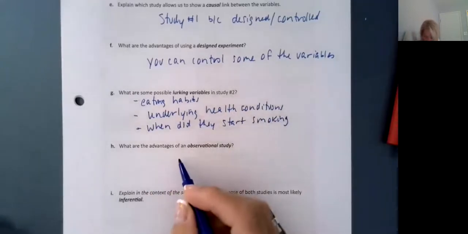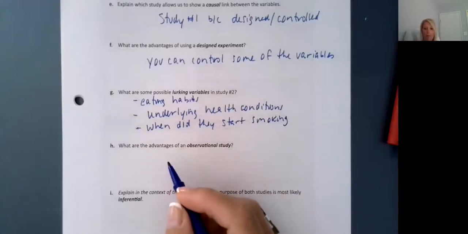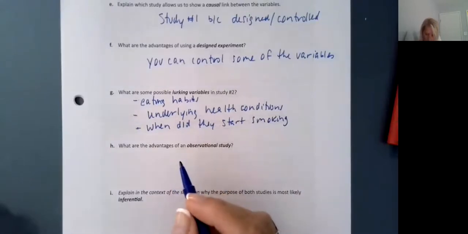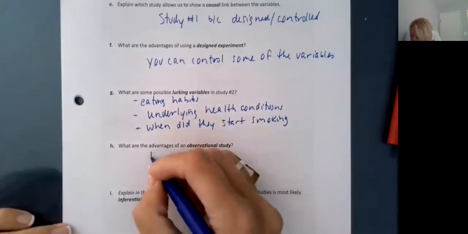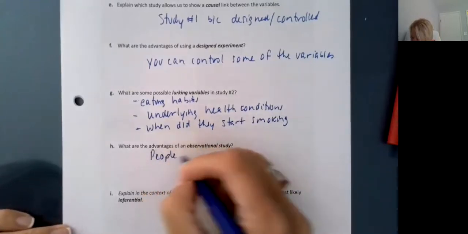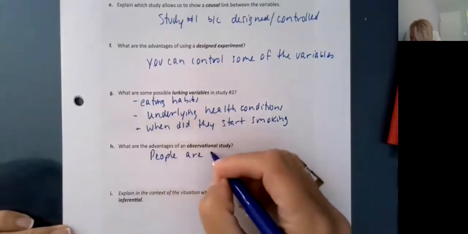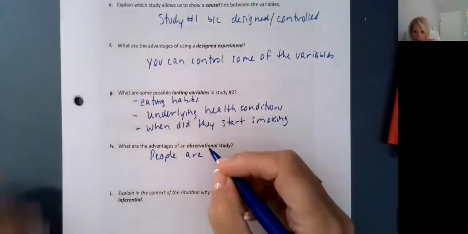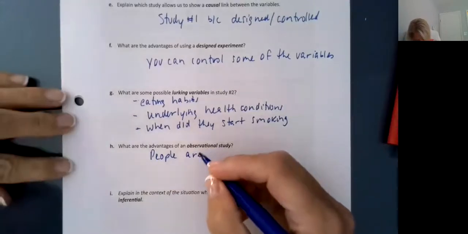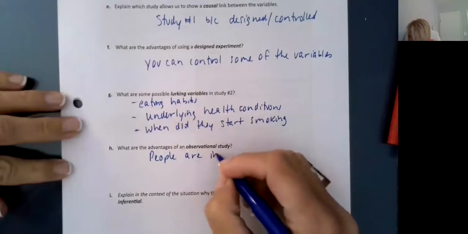What are the advantages of an observational study? One thing that's an observation, I think an advantage is people are in their natural habitat. Meaning they're not being influenced by anything. So they're just acting on their natural instincts here. So people are in their natural habitat.